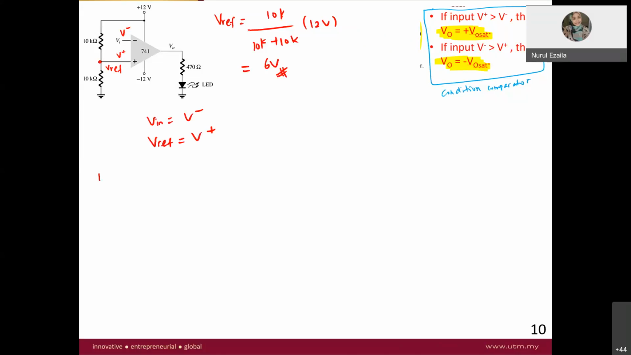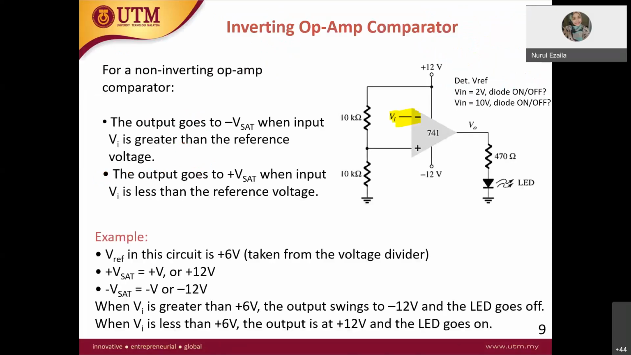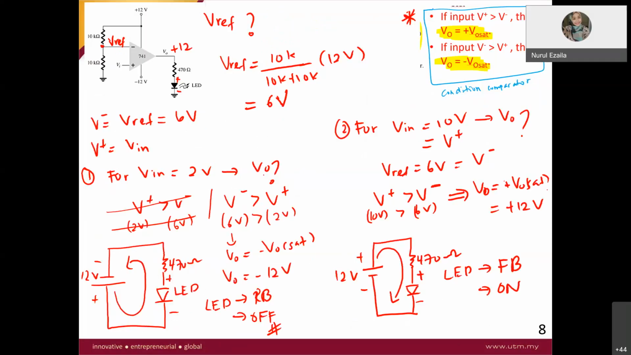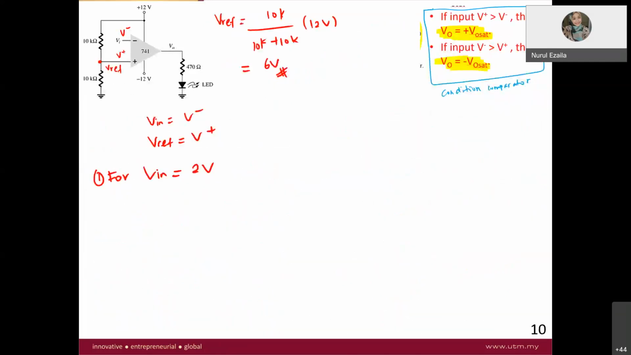Now let's take the condition. For V in equal to 2 volt, let's do it again so that you will become familiar with the condition. When V in is equal to 2 volt, is the diode on or off? V in is 2 volt, which is equal to V minus. In this case, V reference is fixed at 6 volt, equal to V plus. So in this case, which one is the condition?